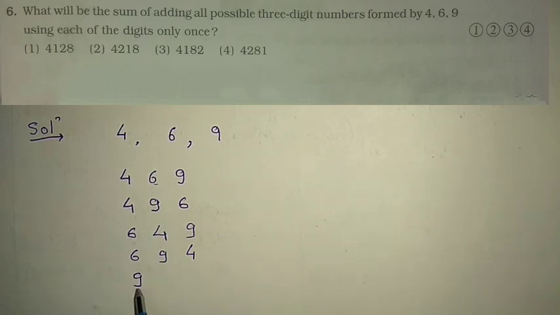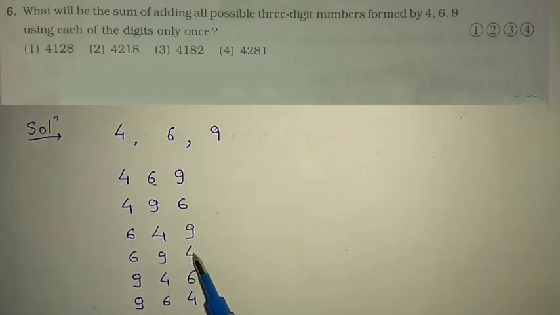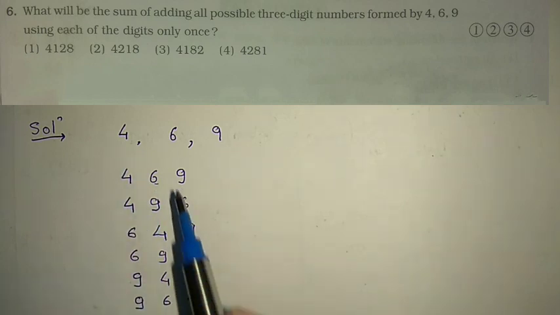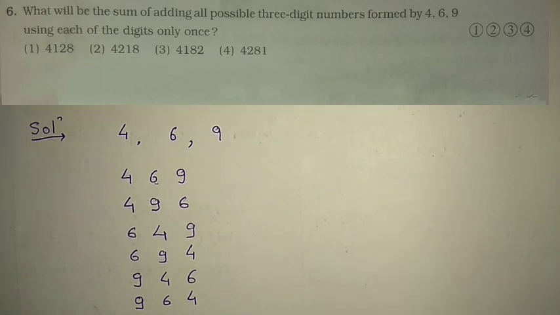Then we will take 9 at 100 place. So it will become 9, then 4, then what remains, 6. And again 9 at 100 place only, then 6 at 10 place, 4. So by using this method, we have formed 1, 2, 3, 4, 5, 6 3-digit numbers by using these 3 digits. You check if any other possibilities are there. I got only 6 possibilities here.